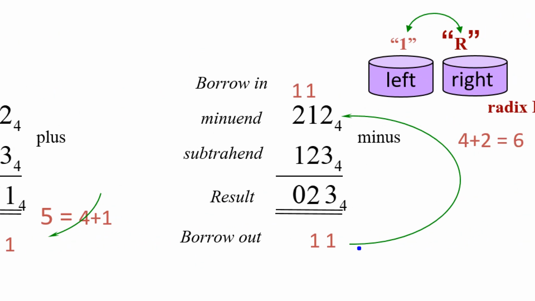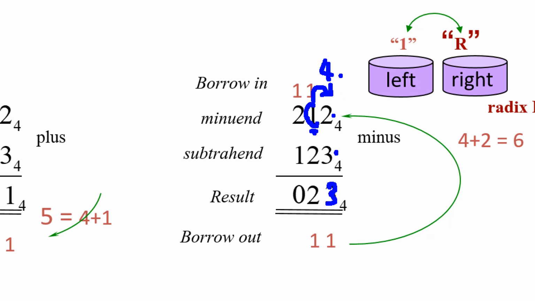How about this? When you do subtraction, 212 minus 123: 2 minus 3, 2 is less than 3, right? You cannot do subtraction directly, so you must borrow, right? Borrow from the next digit because of radix 4. When you move this 1 to the digit, it becomes 4. So 2 and 4 is 6, right? 6 minus 3 is 3.